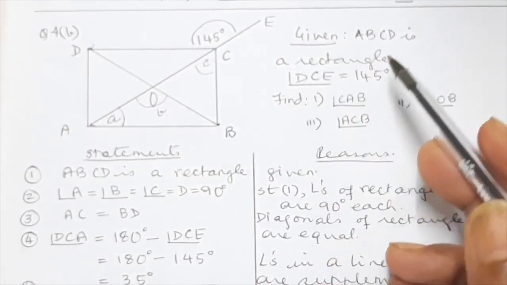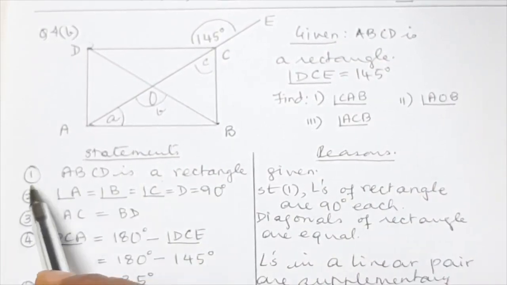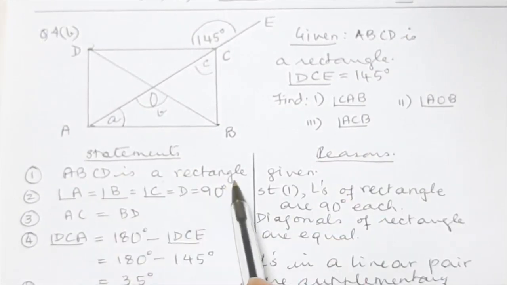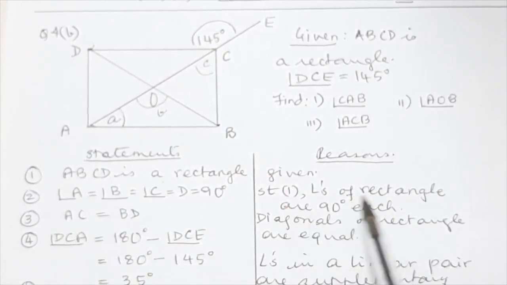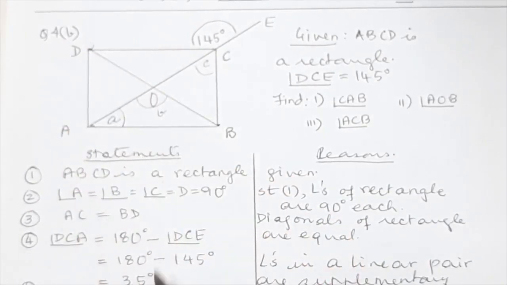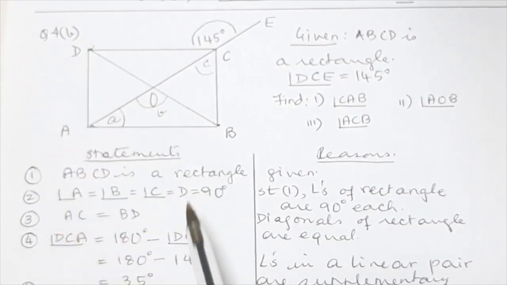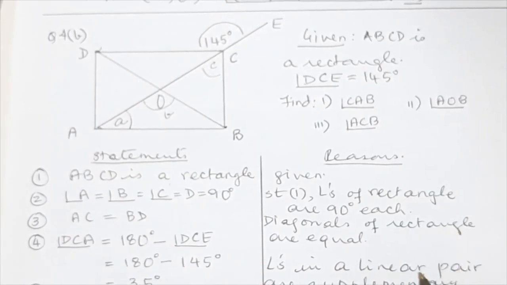We will write what is already given in the data, and then we will write the statements and the reasons. The first statement, we will write what is given. ABCD is a rectangle given. Now when it is a rectangle, we know that all angles are 90 degrees. So we write that. Statement 1, since angles of rectangle are 90 degrees each. And also we know for rectangle, the diagonals bisect each other. And the diagonals are also equal to each other. So we will write AC, which is diagonal, and BD, which is also diagonal of ABCD, and these diagonals are equal because it's a rectangle.